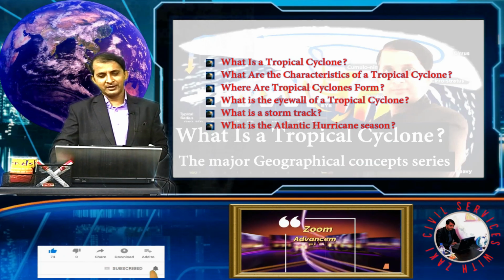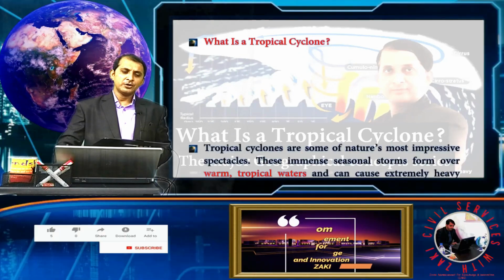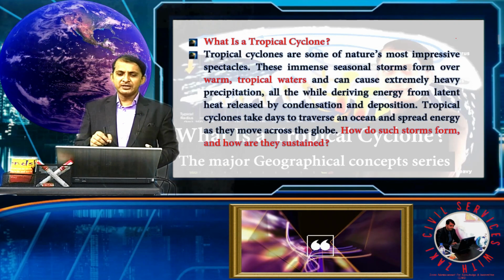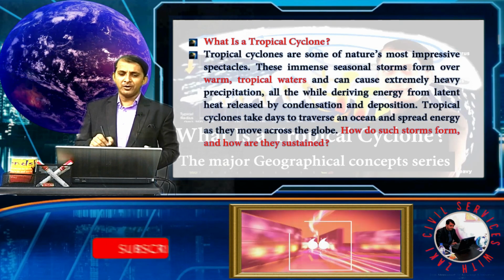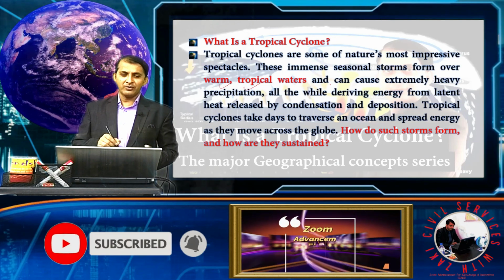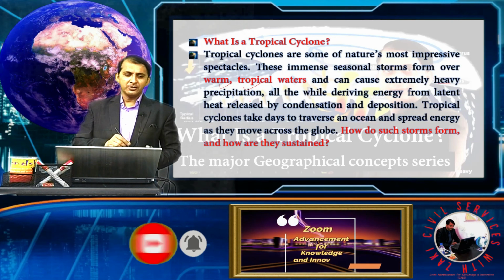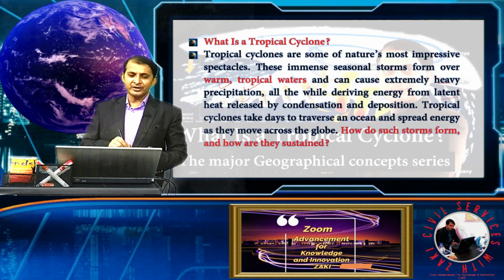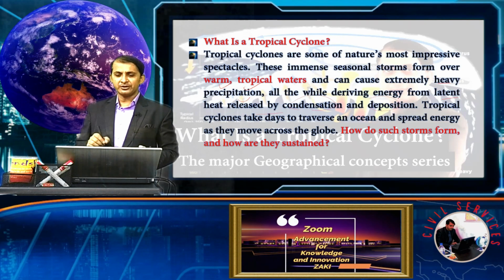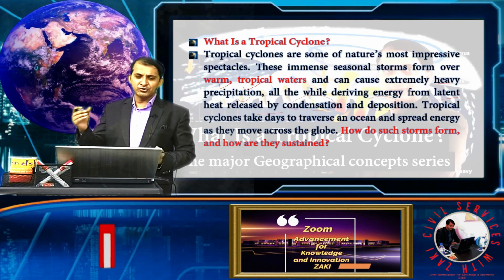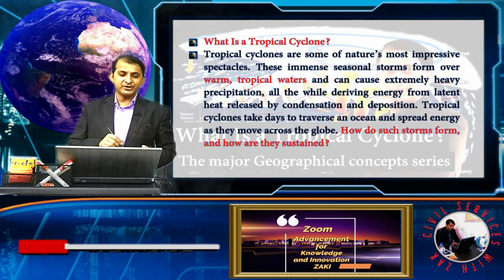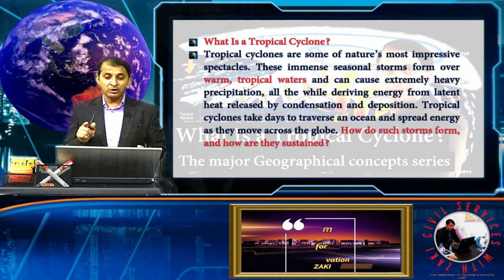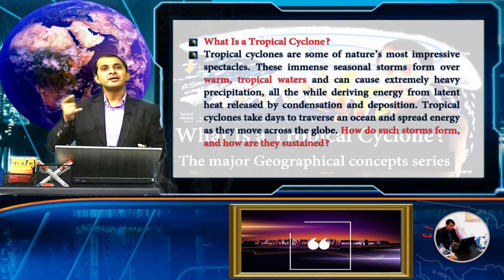So now we move forward and see what a tropical cyclone is. Tropical cyclones are some of nature's most impressive spectacles. These immense seasonal storms form over warm tropical water and cause extremely heavy precipitation, all the while deriving energy from the latent heat released by condensation and deposition. Tropical cyclones take days to travel across an ocean and spread energy as they move across the globe. So how does such a storm form and how is it sustained?